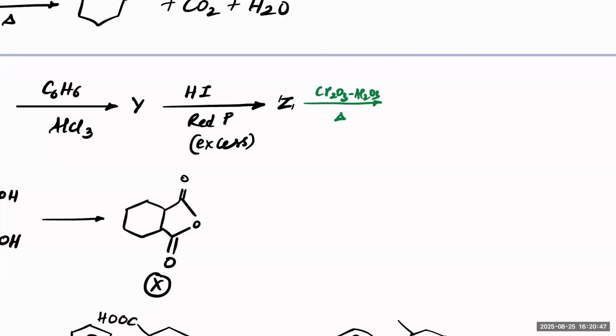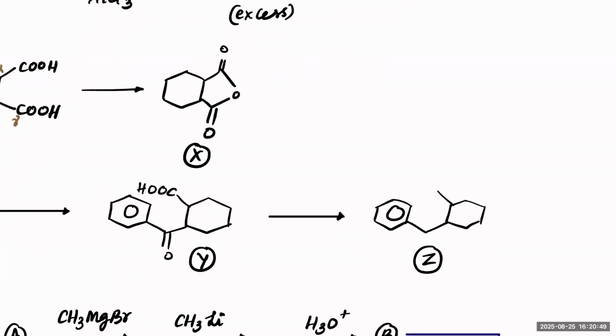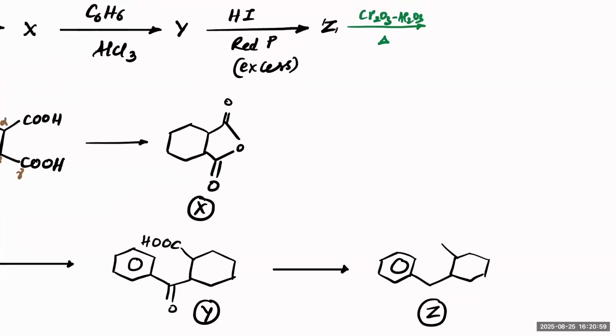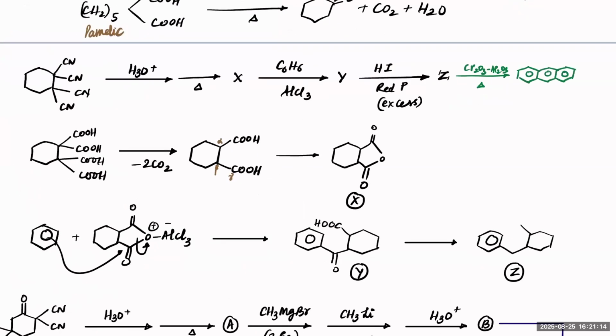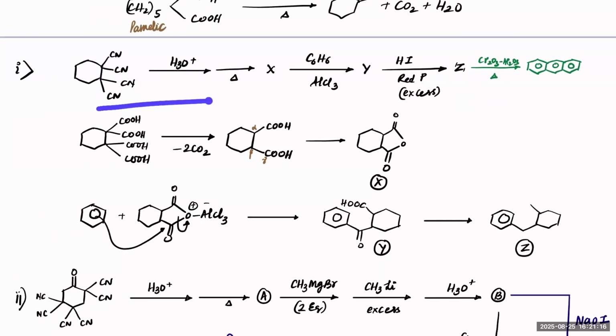So if you take Cr2O3 and Al2O3, you will notice that this will undergo cyclization and convert into an aromatic group. So you can see these two and this one. It will convert into an aromatic group here, thus making this particular form, which is anthracene. So the final product will be anthracene. Can you see the sequence, how it has been framed?